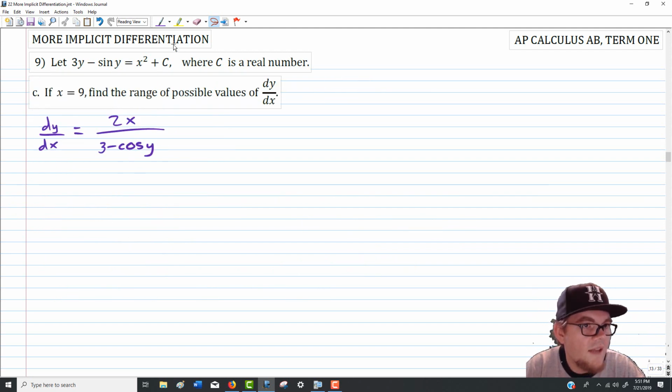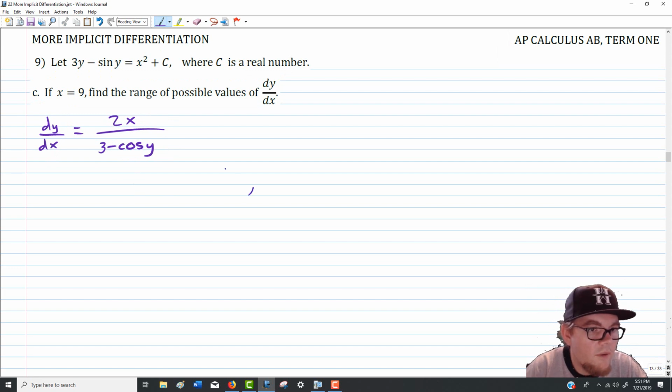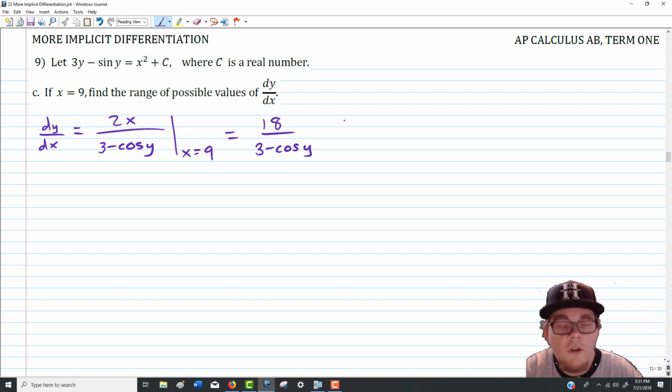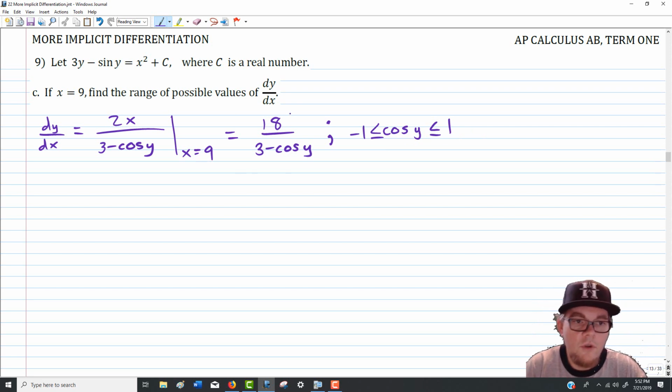First, it says x equals 9. So if we evaluate this at x equals 9, we get that dy/dx is equal to 18 over 3 minus cosine of y. That's a good starting spot. From here, the next move is very similar to what we did on the previous page to determine there were no vertical tangent lines. What we have to think about next, I'll draw a semicolon so it's kind of separate, is that cosine of y is in itself bounded. Cosine of y is always between -1 and 1. If that's true, then there are only so many values we can get out of our dy/dx. So think about it this way.